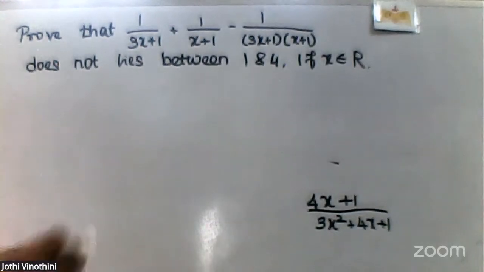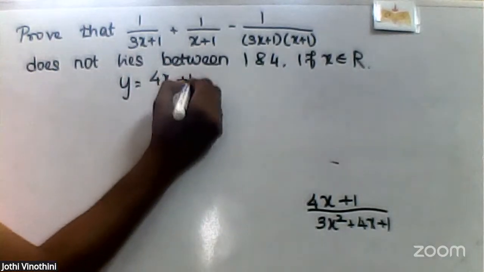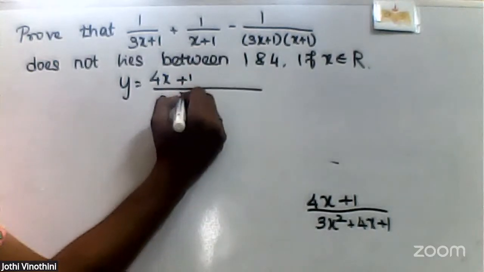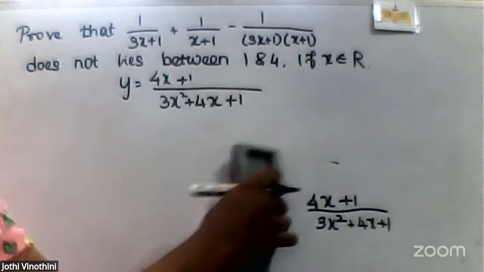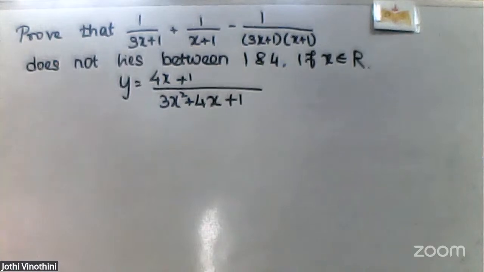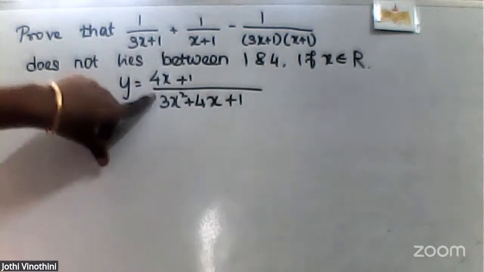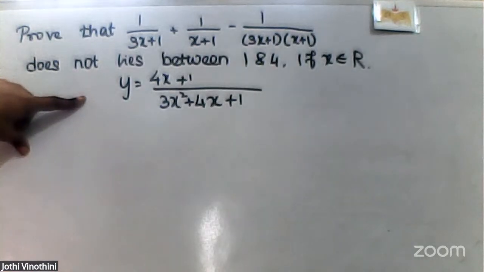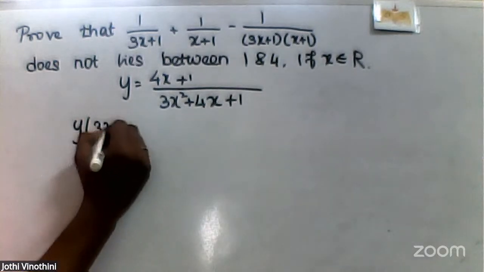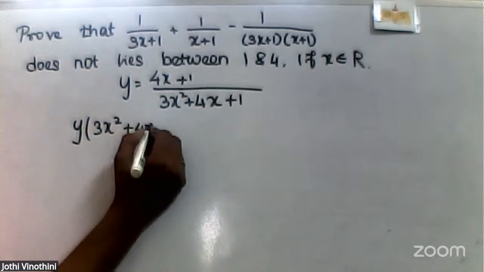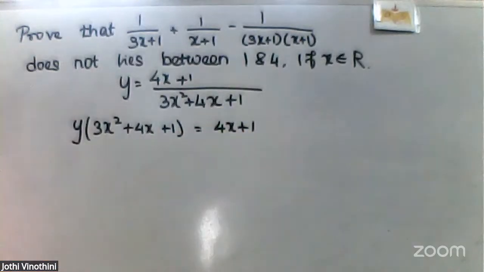Okay, till now what did we find? y equals what we find: 4x plus 1 divided by 3x squared plus 4x plus 1. Clear? This is what we found. So now I am going to take this denominator to the left hand side. It is in division; when it comes to this side, it will become multiplication. So this becomes y multiplied by (3x squared plus 4x plus 1), which equals 4x plus 1.